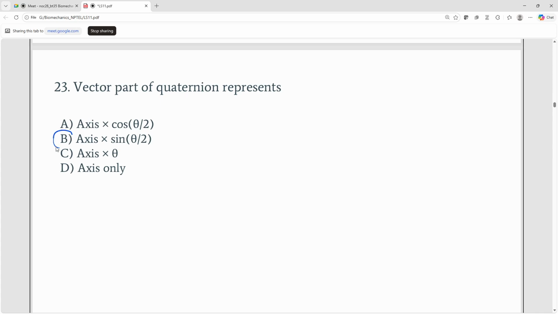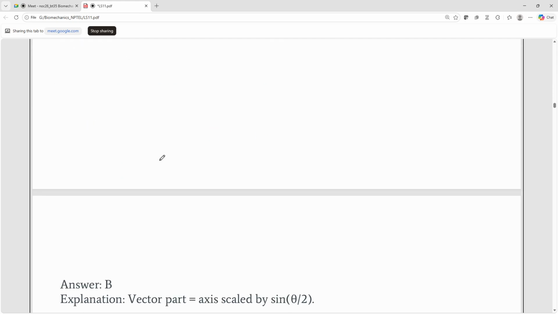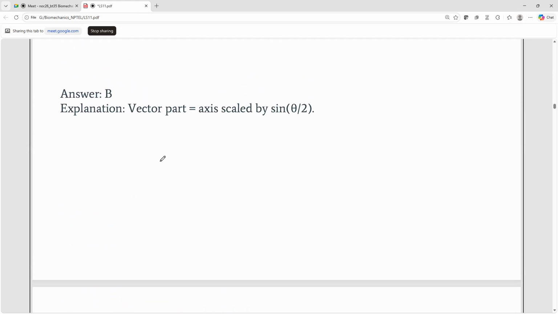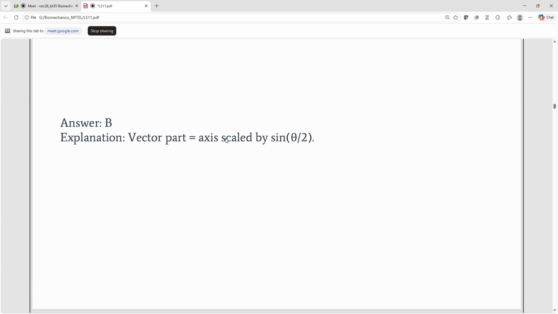Correct answer is option B, axis into sin theta by 2. And V bar represents the axis, or the unit vector of the axis, multiplied by sin theta by 2. The vector part of the quaternion is the axis scaled by sin theta by 2.